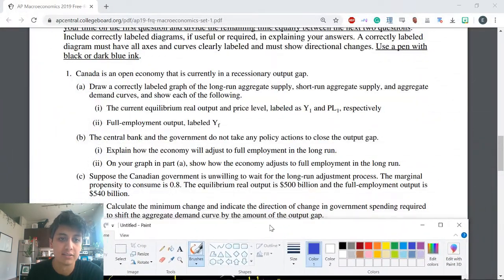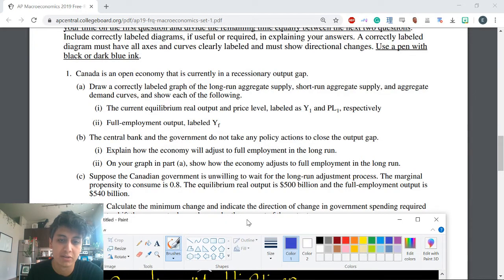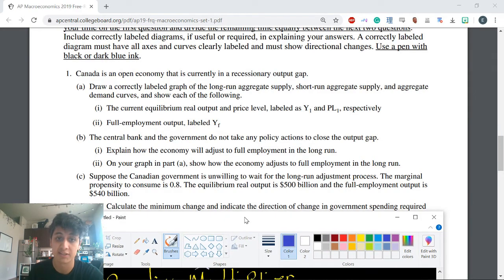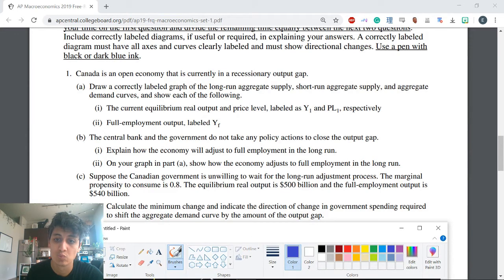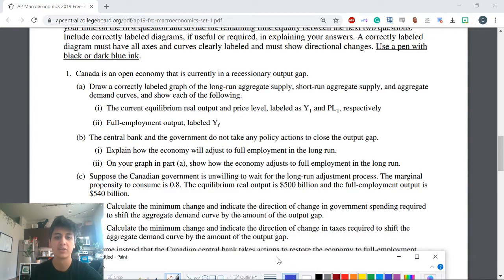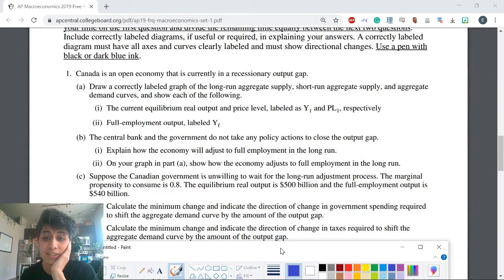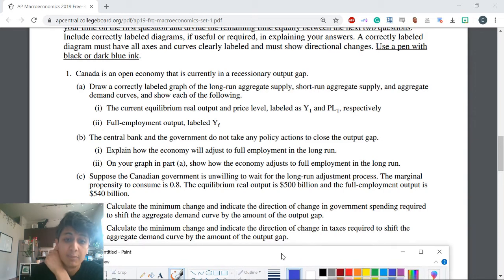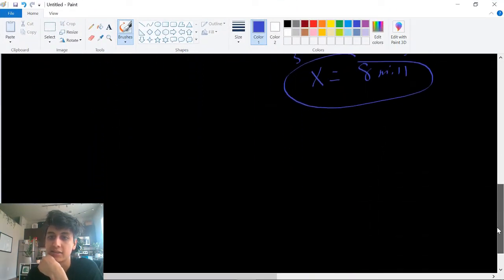Let's see if we answered this question. Calculate the minimum change. Okay, yeah. So we say if they spend 8 million, the government, we can close that output gap with that spending multiplier. Then it says part 2, calculate the minimum change and indicate the direction of change in taxes required to shift the aggregate demand curve by the amount of the output gap. So this has to do with taxes.